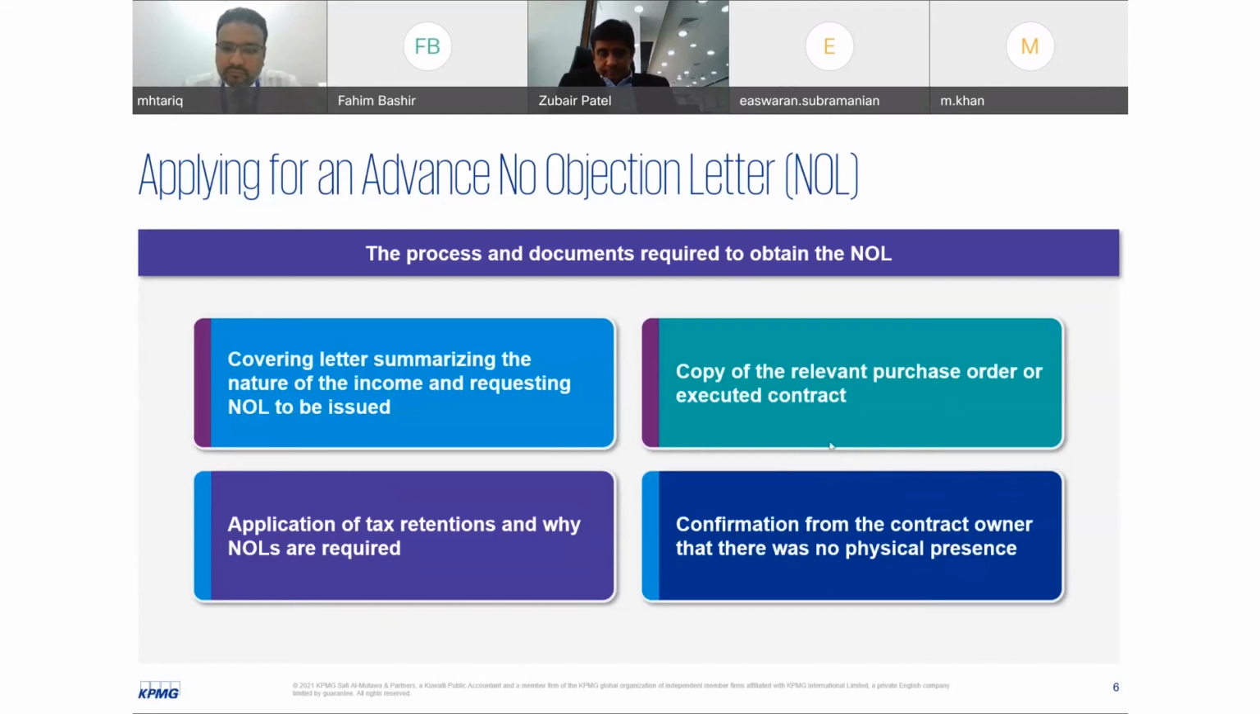Larger groups are doing that on a regular basis. And even large taxpayers who have many vendors on EPC contracts or O&M contracts, they see it is worthwhile protecting their tax base and apply for the NOL from their side as contract owners.